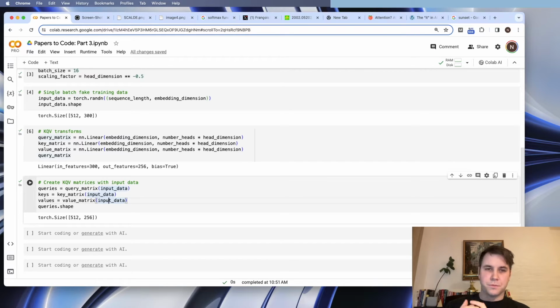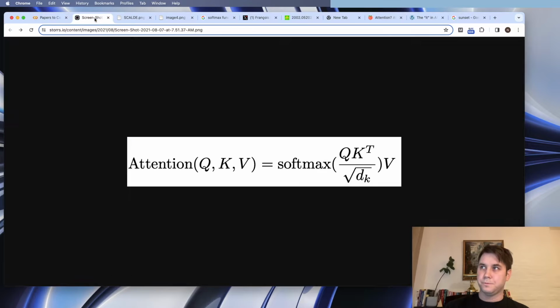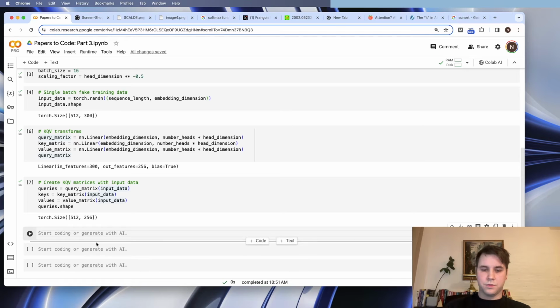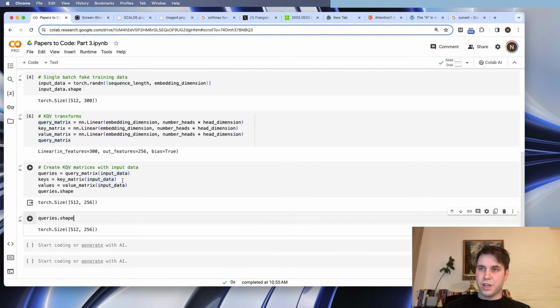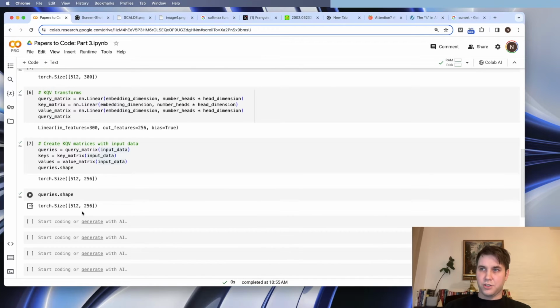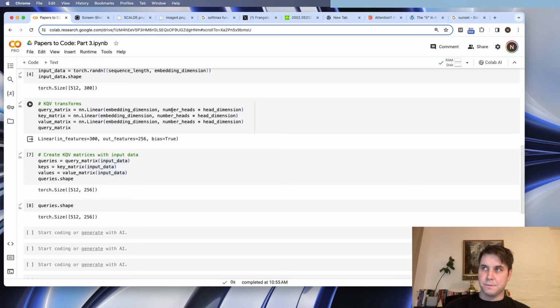Okay, on to building. So the first step, let's look back at our equation. Let's tackle this term first. This is the query and keys. Let's verify the shape of our queries. It's 512 sequence length by 256, and we got 256 because it's number of heads times head dimension. But remember, we're just doing single head attention here, so we're not going to split this out. We're just going to keep 256. So all you have to focus on is we have 512 tokens, and each token is a 256 length vector.